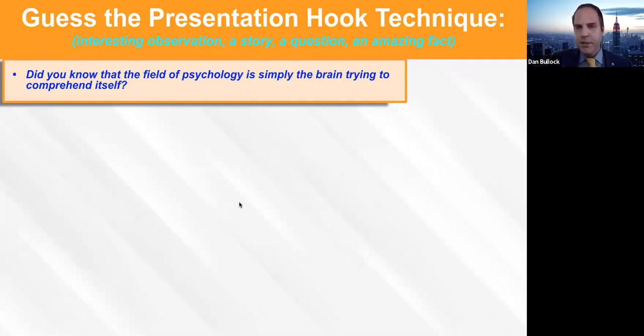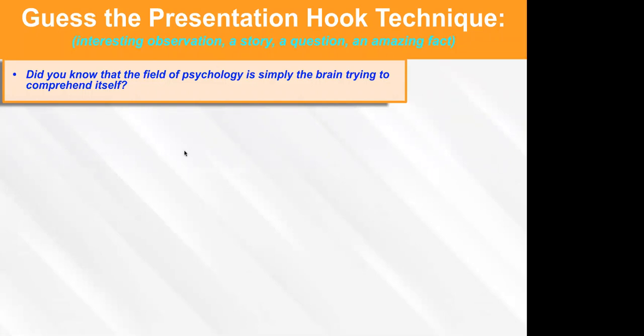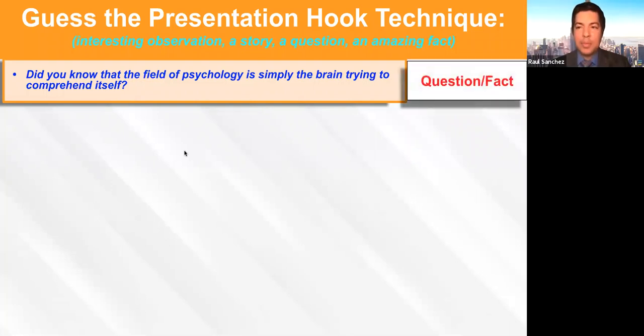We have the four listed at the top. You can feel free to type in the chat, right? And then Isaiah and Tom are on standby. They'll let us know. But is it an interesting observation, a story, a question, or an amazing fact? Or is it a combination of these? Well, we've got a question by a couple folks. I would say it's an amazing fact. Yeah, so it's a combination here, question and a fact, right?